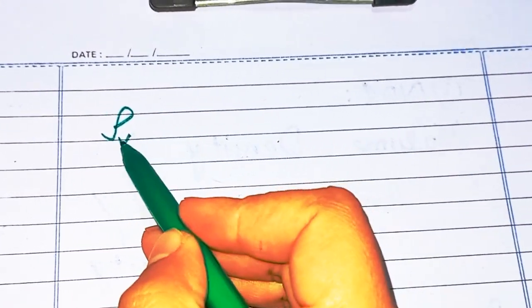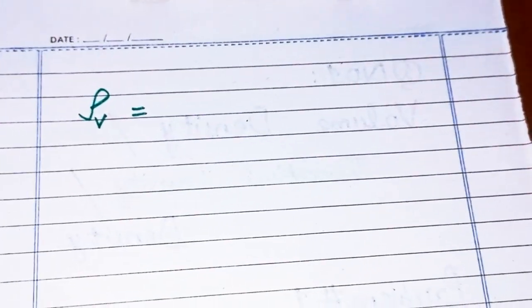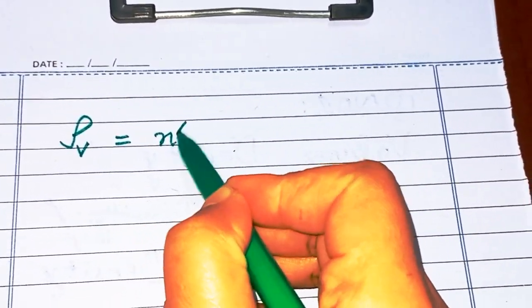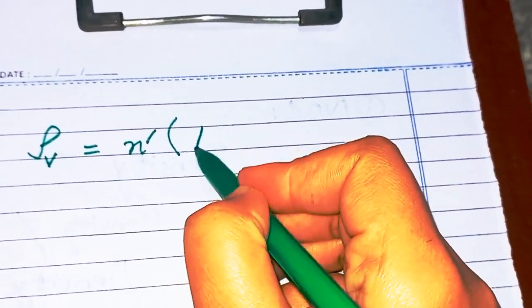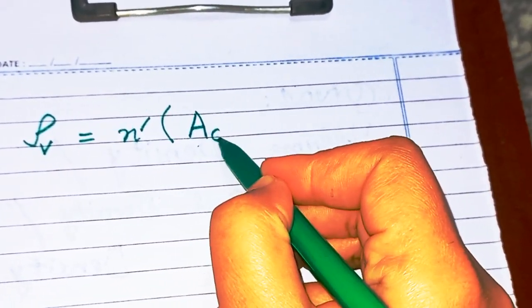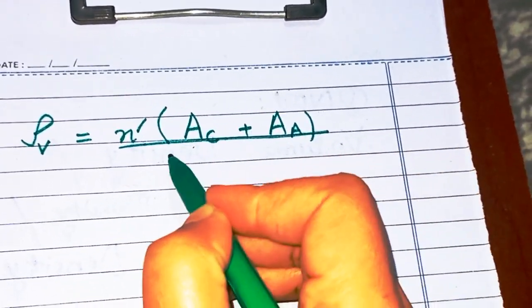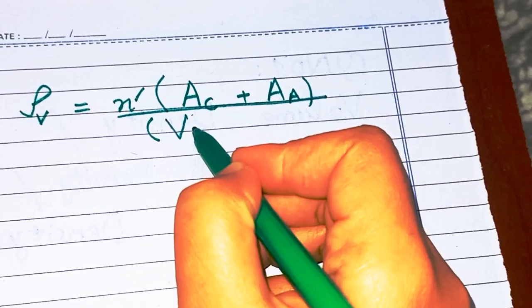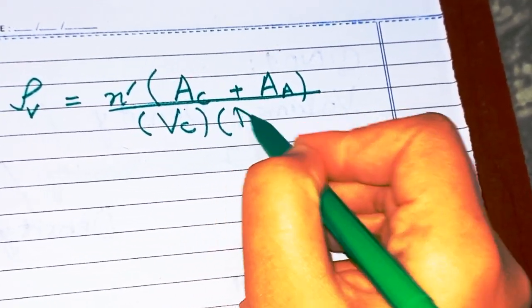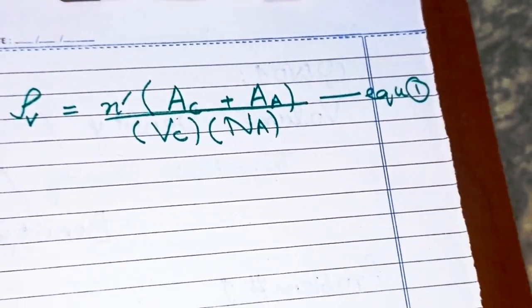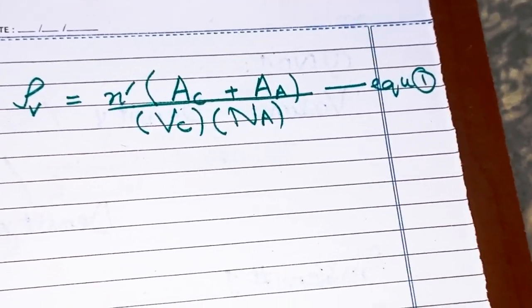Let's write down the formula. We represent density by the rho sign, and we can put V in its subscript to show that it's the volume density. Sometimes we have planar density, linear density, so it's volume density, and it is given by n prime times the sum of A of cation plus A of anion, divided by the product of the volume of the unit cell times Avogadro's number. This is the general formula. Let me call it equation number 1, and we'll be using it to calculate the volume density in our case.